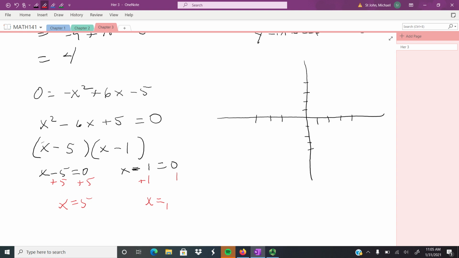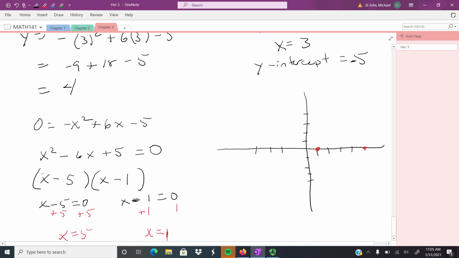All right. So now let's plot. So we got 1, 2, 4. So 5 is here, 1 is here. Y-intercept of -5, which will be about here. Vertex at 3, 4, which will be here. There we go. And then we can draw our graph.